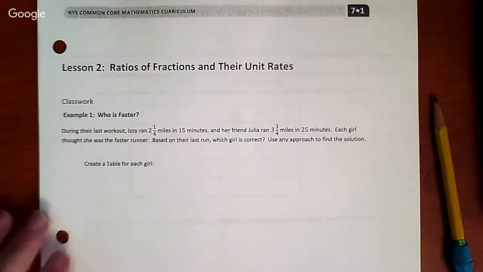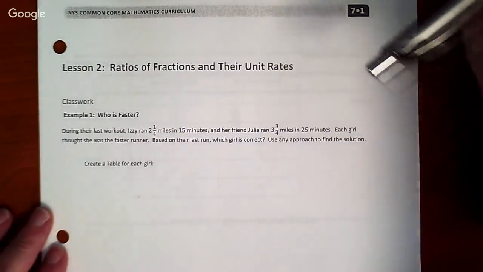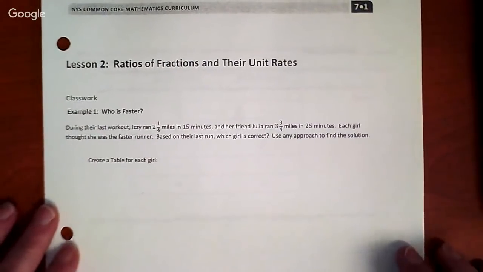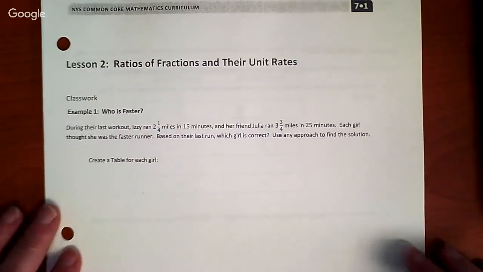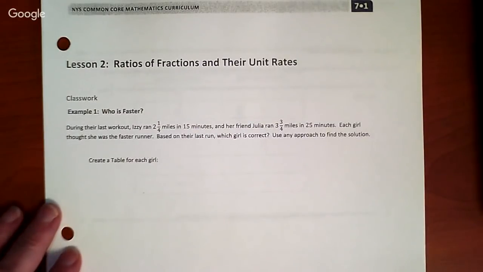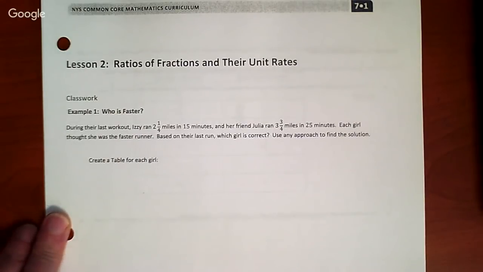This is lesson 2, ratios of fractions and their unit rates. During the last workout, Izzy ran 2.5 miles in 15 minutes, and her friend Julia ran 3 3/4 miles in 25 minutes. Each girl thought she was the faster runner. Based on their last run, which girl is correct? Use any approach to find the solution.